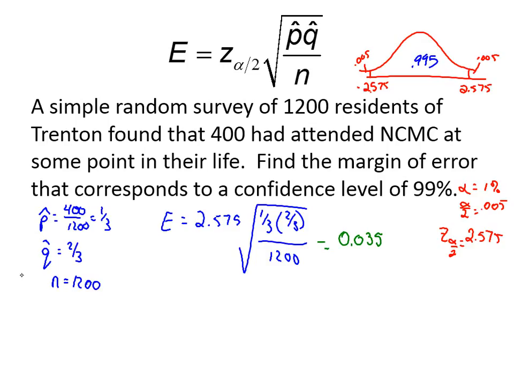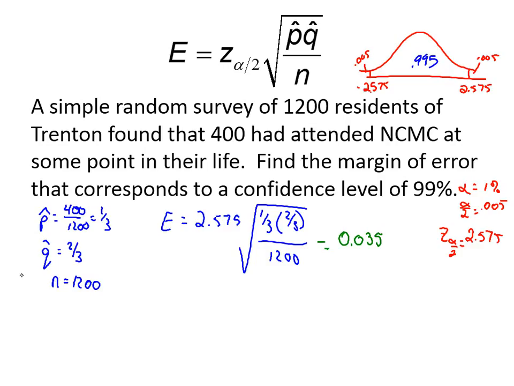Now, you could have just done it piece by piece, where you took the 1/3 times the 2/3, divided that by 1200, took the square root of that answer, took that answer times 2.575, and you should still get that same answer of 0.035. So you can take it piece by piece, or you can just put it on your calculator as one big process. Now that tells me my margin of error. That tells me how far off the true population parameter might be from my sample proportion.